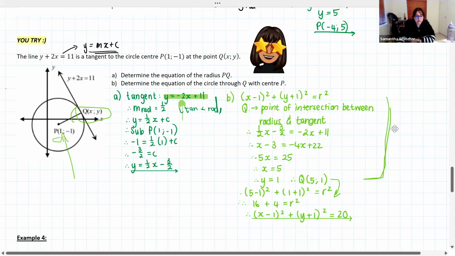Okay, so this was a slightly trickier one that we had here, but if you read your questions carefully and you remember that your point of intersection lies on both the circle and the tangent, you can use that information in both cases with the straight line or with your circle. All right, so I'll leave this here, take a screenshot.